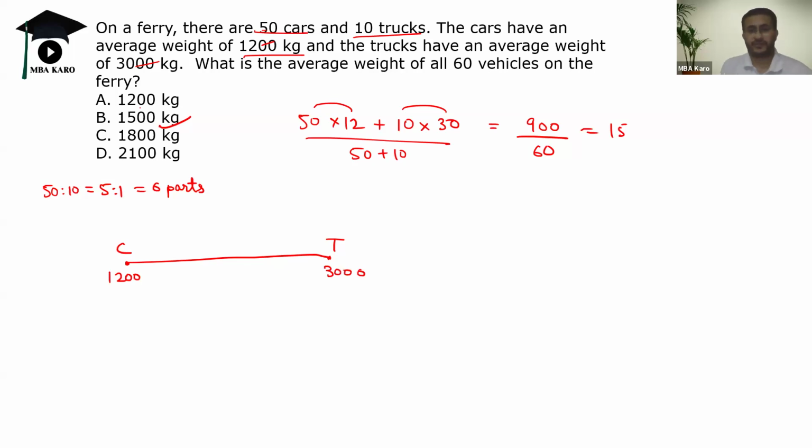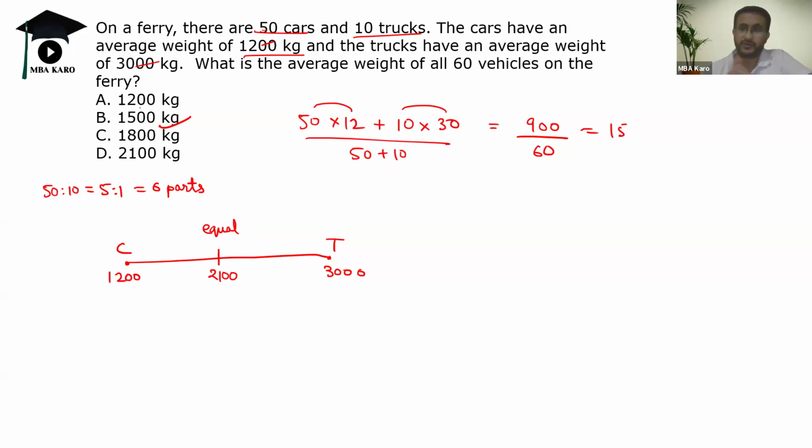Now, what we need to do is understand one logic. If there are equal cars and trucks, what will happen? If there are equal, the average weight will be the average of these, that is 2100. Okay, so if you take one car and one truck, the average is 2100. Take two cars and two trucks, the average will be 2100. So if there are equal numbers of cars and trucks, the average will be the same.